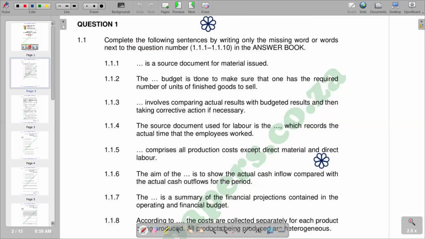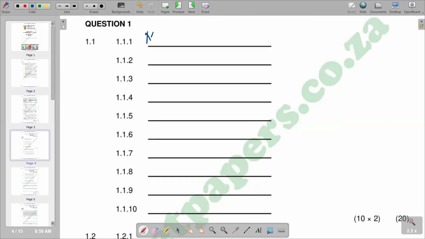So for the first part of our question, it reads dash issued. So you see that the source document for material issued is the material requisition.